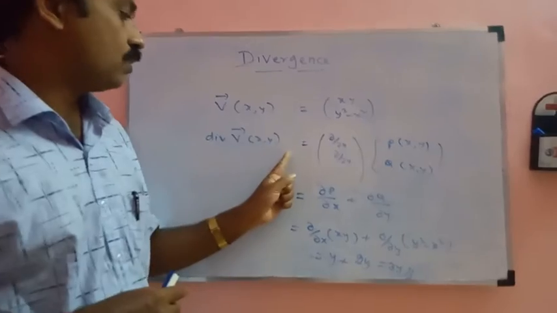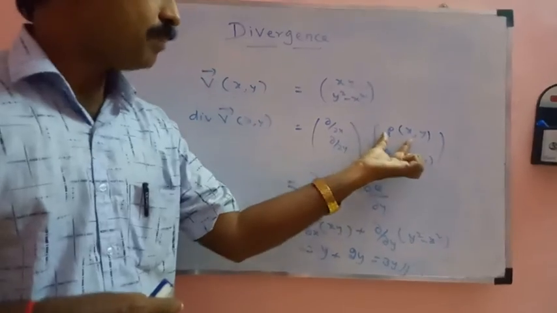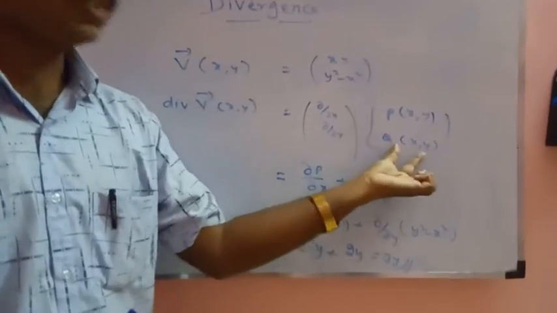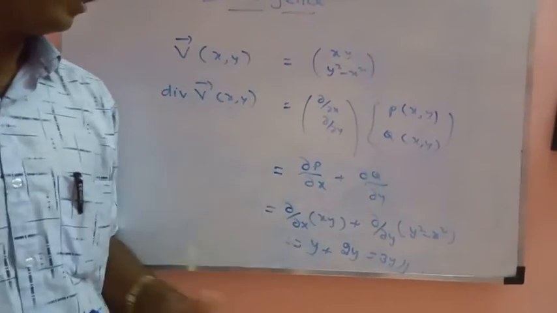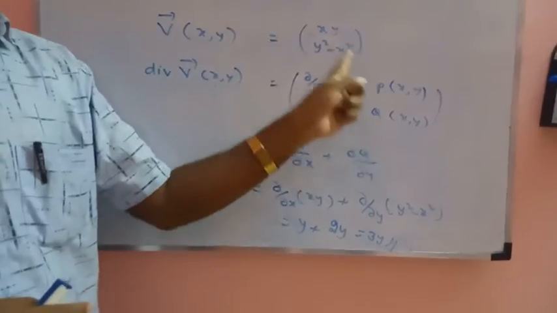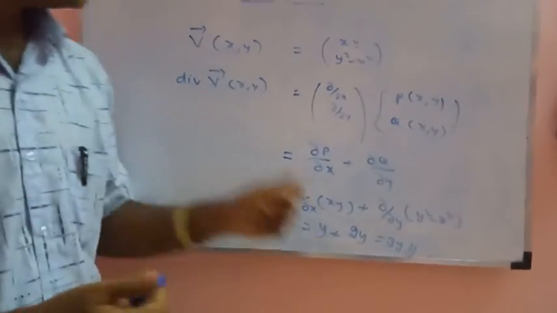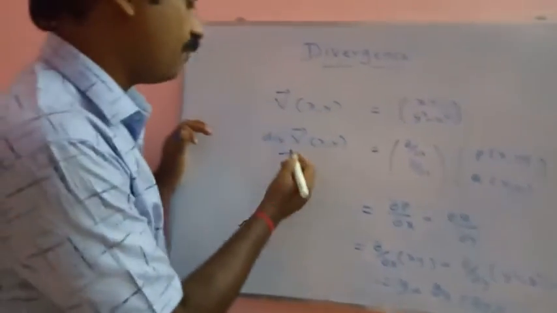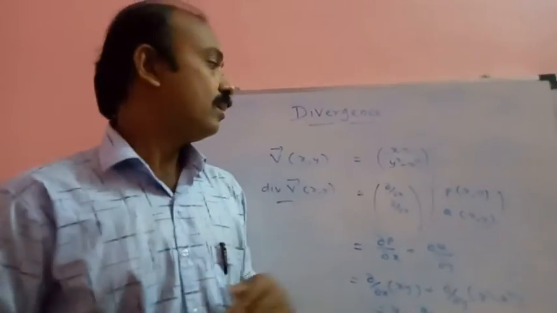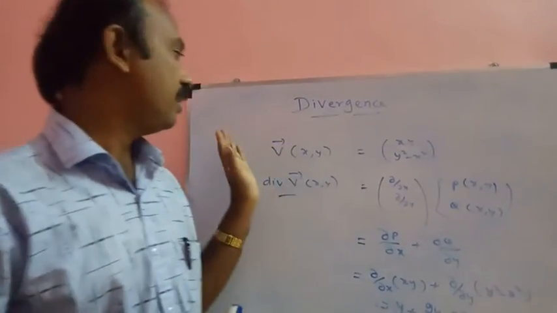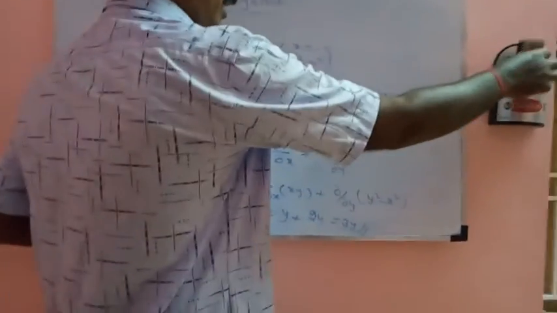Divergence of v of x y is written in this form, where p of x y is this quantity and q is the second quantity, and you are taking dou p by dou x plus dou q by dou y. So p here is nothing but x y, q is nothing but y squared minus. After taking the differentiation, this is 3y. So the divergence of the fluid velocity v of x comma y for a given fluid under this two dimensional motion is y plus 2y, that is 3y.